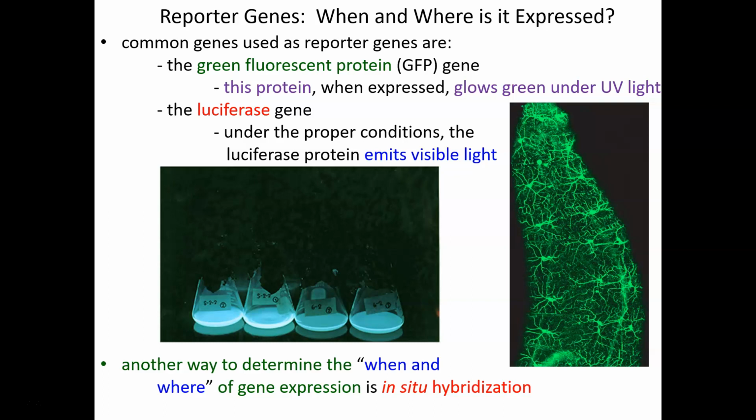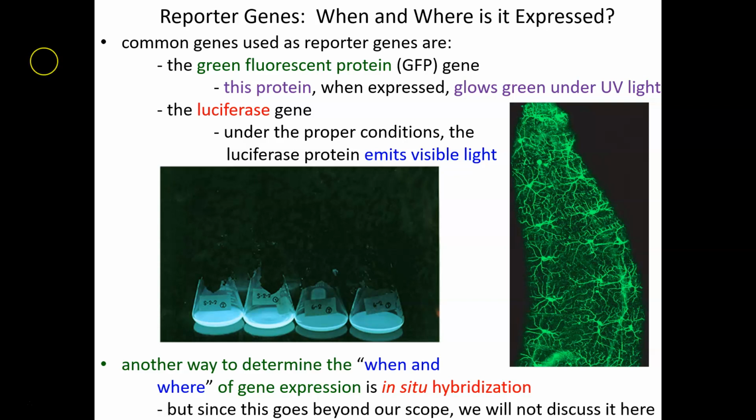So another way to determine the when and where of gene expression is a technique called in situ hybridization. But in situ hybridization goes a bit beyond the scope of this course, a little bit beyond reporter genes and what we'll talk about next, so we won't discuss it here. But I'm happy to go over in situ hybridization with you one-on-one if you have an interest or a curiosity there. All right, so let's move on to and close with microarrays.